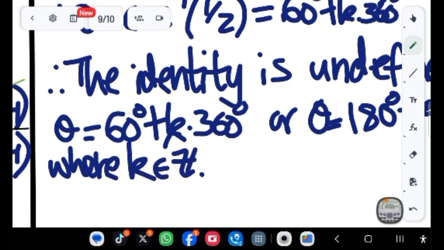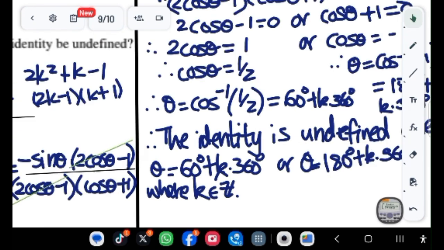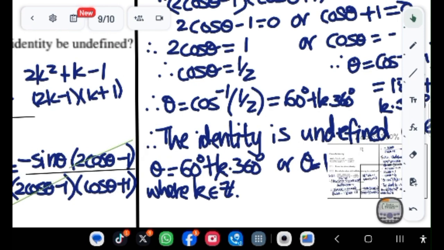We're going to focus on this more in the next video, where we look at trigonometric equations.